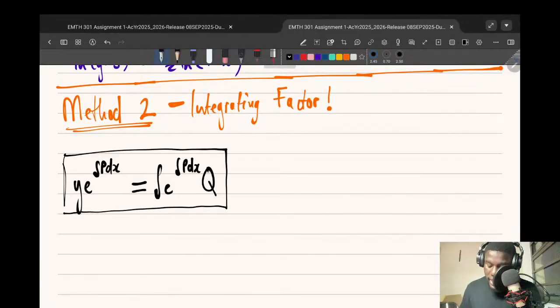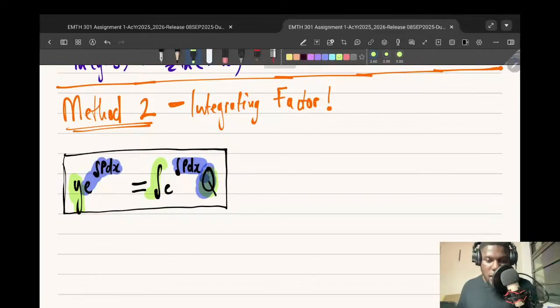y times e to the integral of p dx is equal to the integral of e to the integral of p dx multiplying q. That's a big one. On this side it is multiplying y. Here it is multiplying q, and it has an integration sign. Be good at that. So let's talk about what you're going to have to find, because it's one thing to write this, but you want to know, what do you actually do?